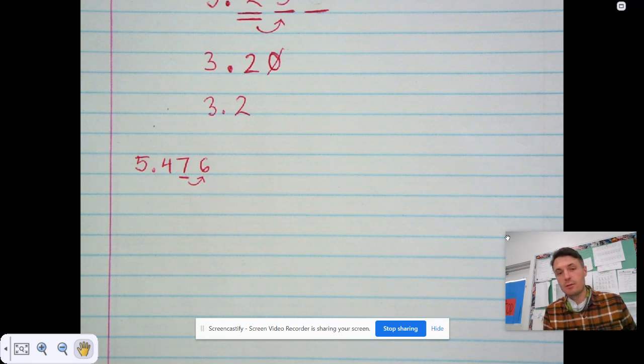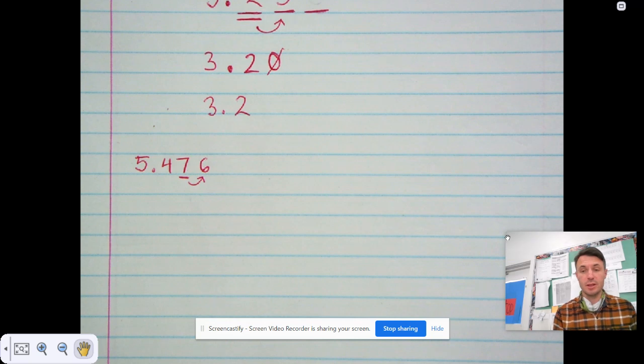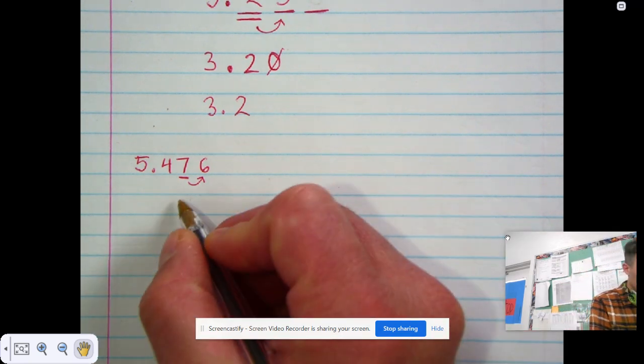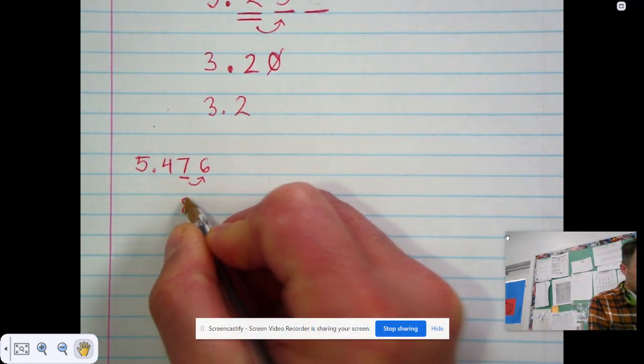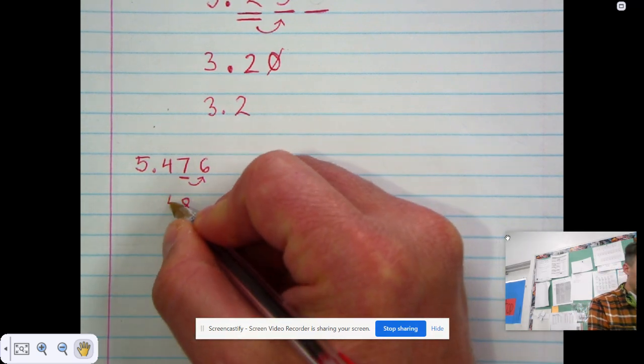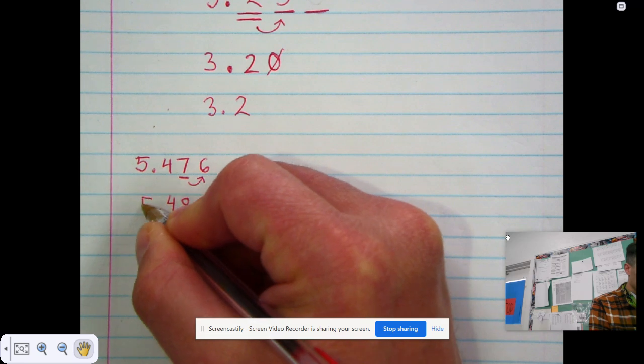Then the 7 asks the number to his right for a raise. Hey, 6, can I have a raise? And 6 says, sure, I'm high enough in management to give out a raise because I'm 5 or more. 5, 6, 7, 8, and 9 always say yes. 4, 3, 2, 1, and 0 always say no. So the 6 says yes, which means the 7 becomes an 8. Everything to the left stays exactly the same.